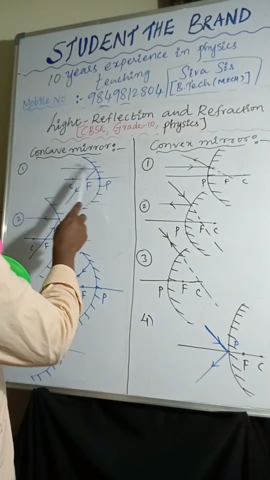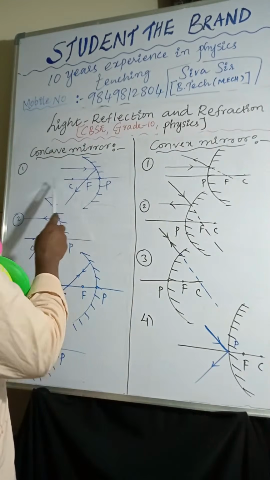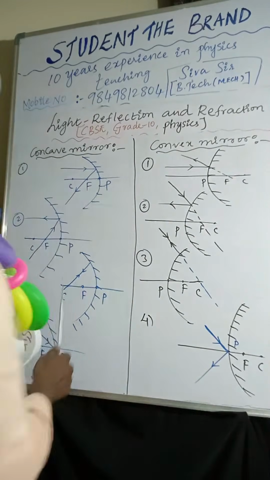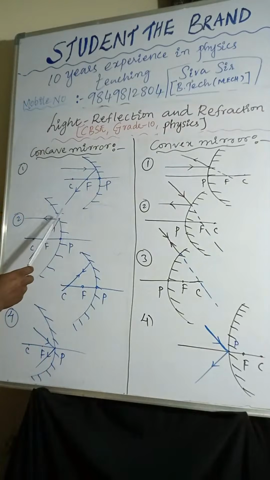Concave mirror: light rays coming parallel to the principal axis, after reflection pass through focus. Light rays passing through the focus, after reflection move towards infinity. Light ray passing through the center of curvature retraces its original path after reflection. Light incident at the pole is reflected back.